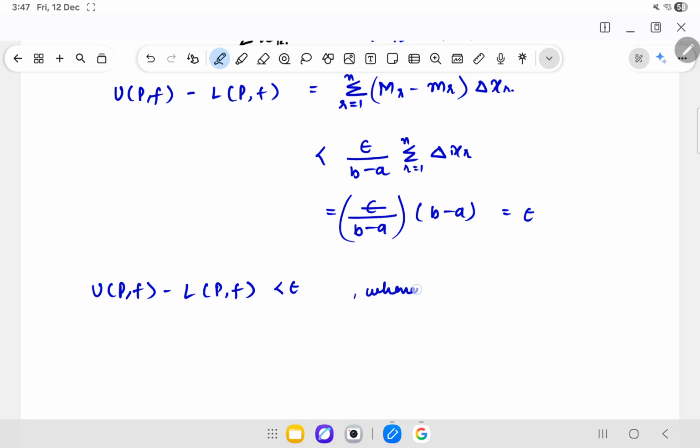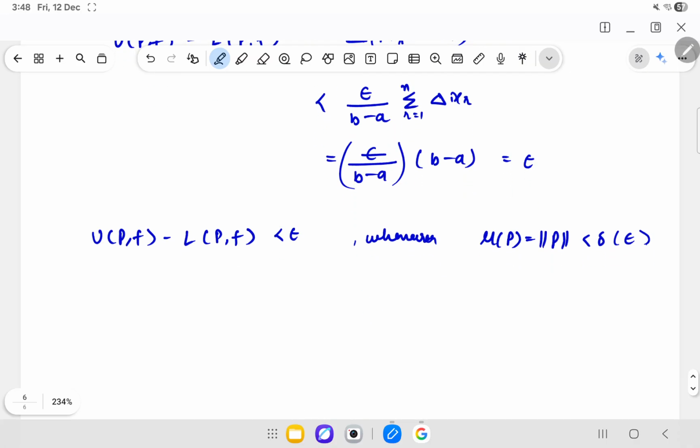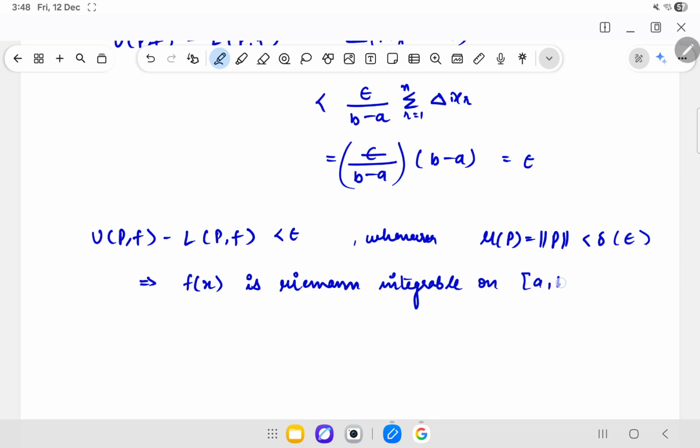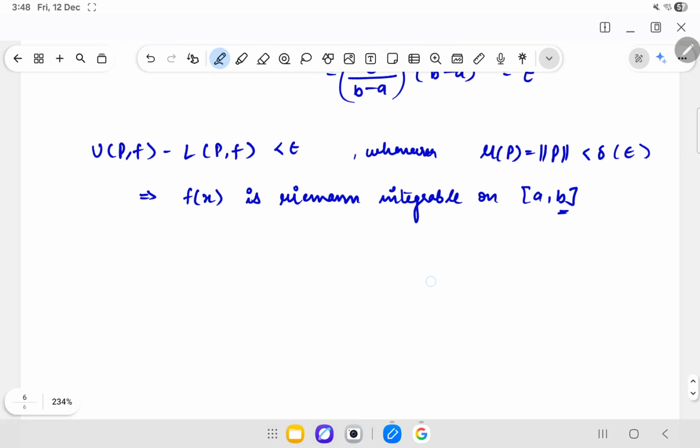whenever the norm of P is less than delta, and this delta is dependent upon epsilon only. So from here we can say that since the difference of the upper Riemann sum and lower Riemann sum is arbitrarily small, using this relation the given function f(x) is Riemann integrable on the closed interval a, b, and that's what we were supposed to show in this question.